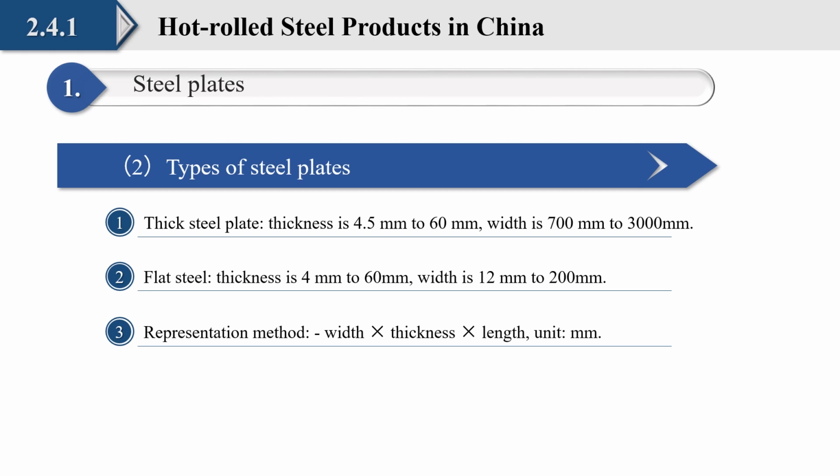The width of hot-rolled steel plates is from 700 mm to 3000 mm, and the width of flat steel is from 12 mm to 200 mm. See the PPT for the representation method of the steel plate.